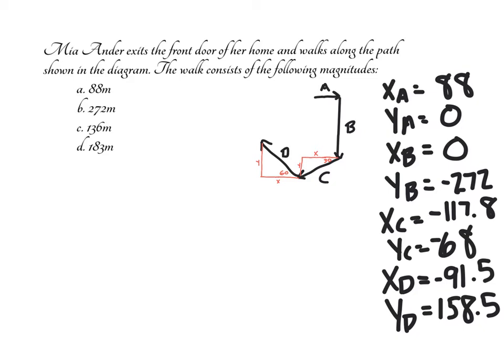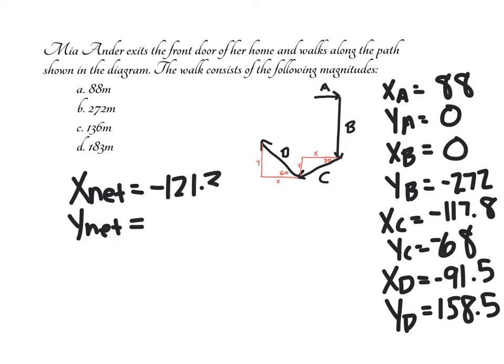Okay, now the next step in doing one of these problems is to get an x net and a y net. So we're going to go ahead and add all the x's together, add all the y's together, so that we have just one x and just one y. The x net comes out to be negative 121.3. The y net is negative 181.5. Once you have your x and y net, you can redraw the problem so that you just have one x and one y. Well, our x is negative and our y is negative.